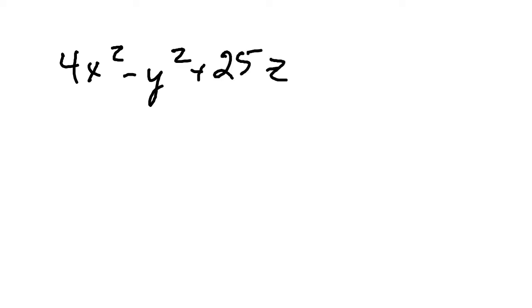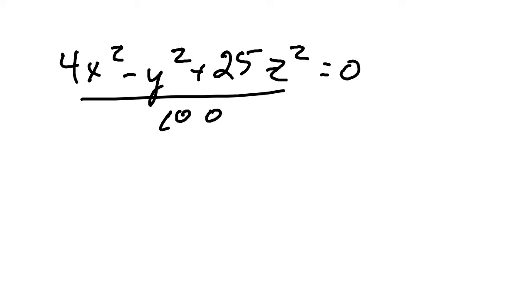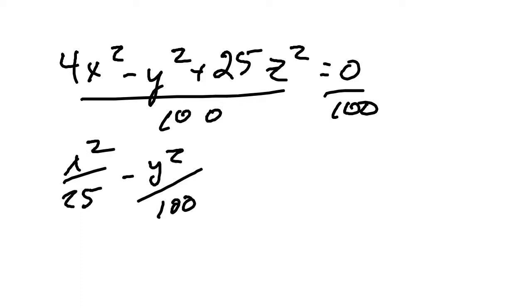Okay, so let's just look at example 8, just so I can go super quick. 4x squared minus y squared plus 25z squared equals 0. I've only got a few minutes left on this too. I might get cut off. Anyway, divide everything by 100 on both sides, and we'll get x squared over 25 minus y squared over 100 plus z squared over 4 equals 0.